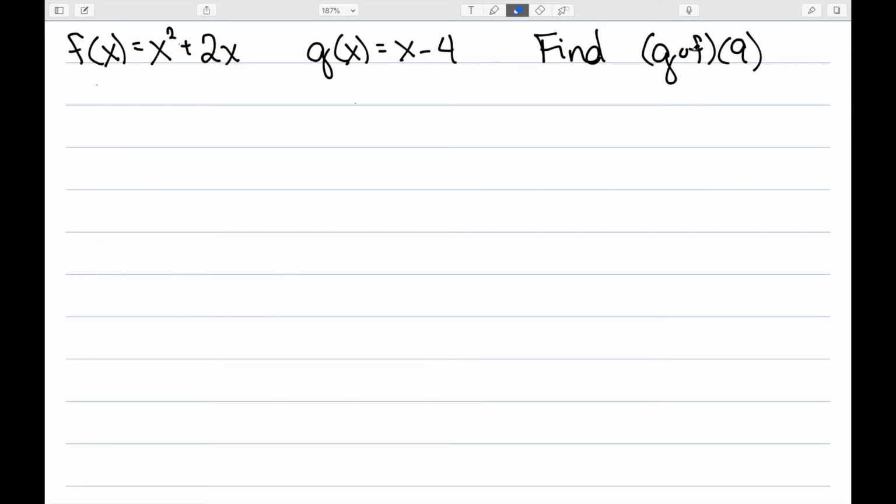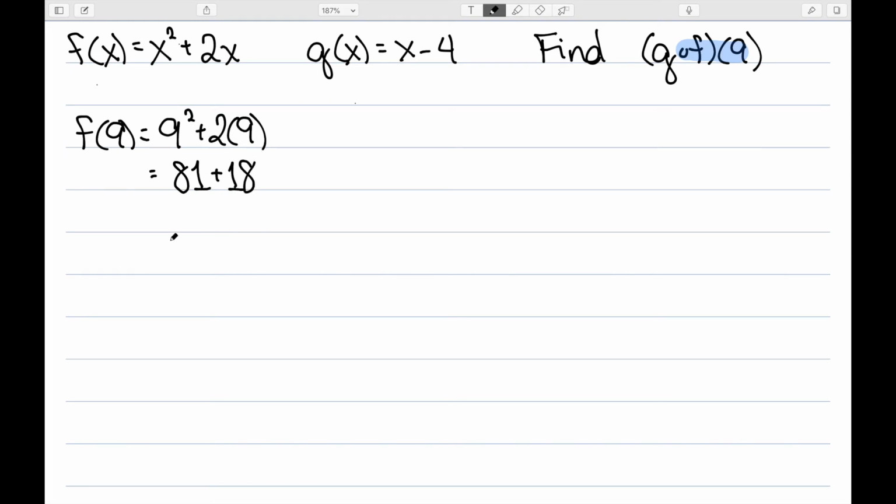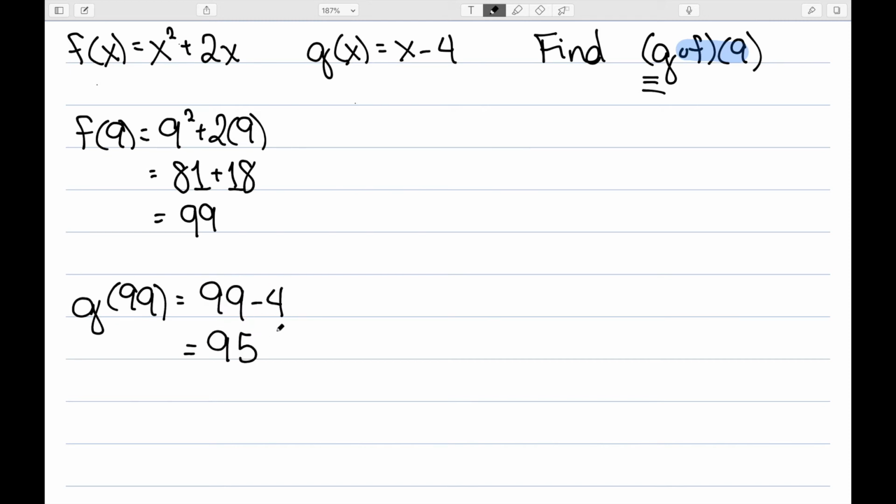I now switched it. g of f of 9, I'm going to start with f of 9. This would be 9 squared plus 2 times 9, or 81 plus 18, which is 99. I then use that as the input in g. So now I need to find g of 99. That would be 99 minus 4, or 95.